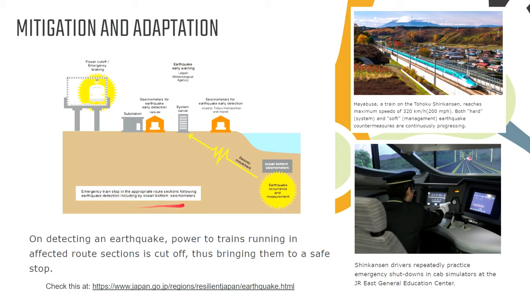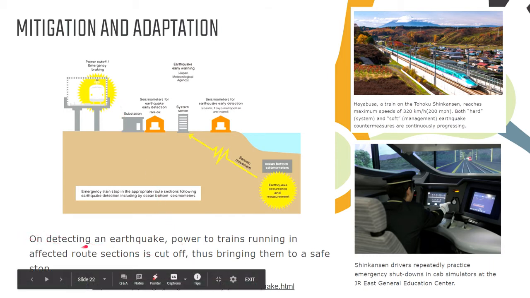That includes ocean bottom seismometers. Even if the earthquake is quite far away, as long as their very sophisticated monitors detect it, it will automatically shut down the rail transportation. On detecting an earthquake, power to trains running in the affected route is cut off, bringing them to a safe stop. You could look into this, link in the description below.